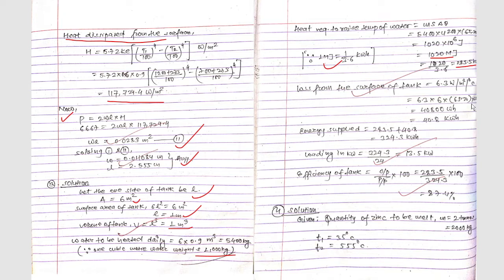Again we will get the result if we multiply. Here we have the value as 6.3 watt per meter square, and the area is given as 6 meter square. So 6 into 65 minus 20 is going to give 40800 watt hours. So in kilowatt hour, we will get 40.8 kilowatt hours.